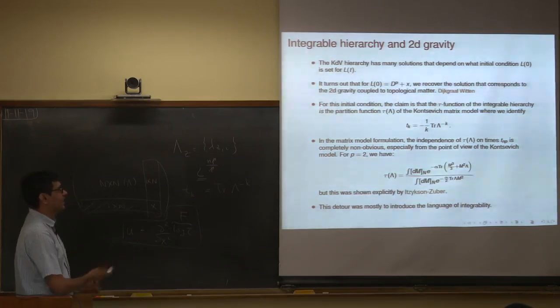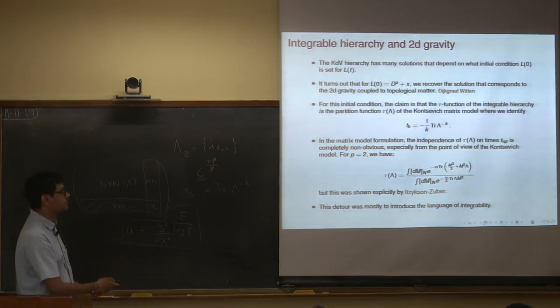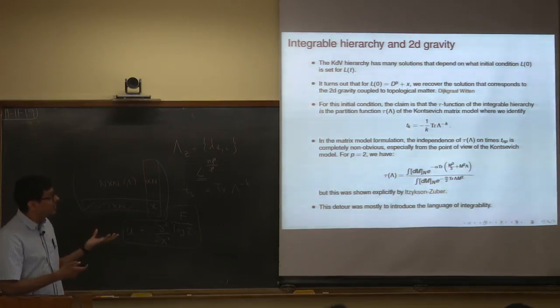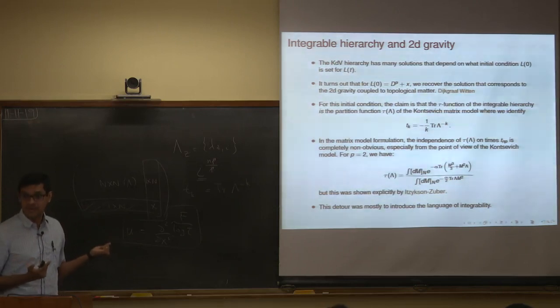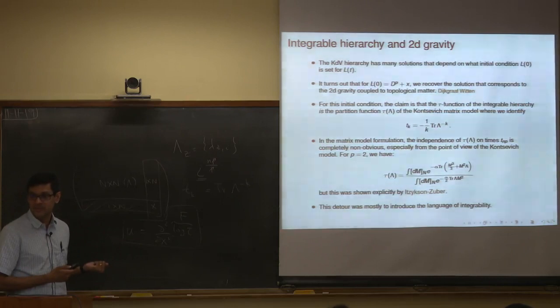Okay. Yeah, so with this initial condition, the claim is that the tau function is that of the Kontsevich matrix model. And you see, if you look at this matrix model, it's completely unobvious why the even times are missing. Because the claim is that the T2n's don't appear in this partition model.